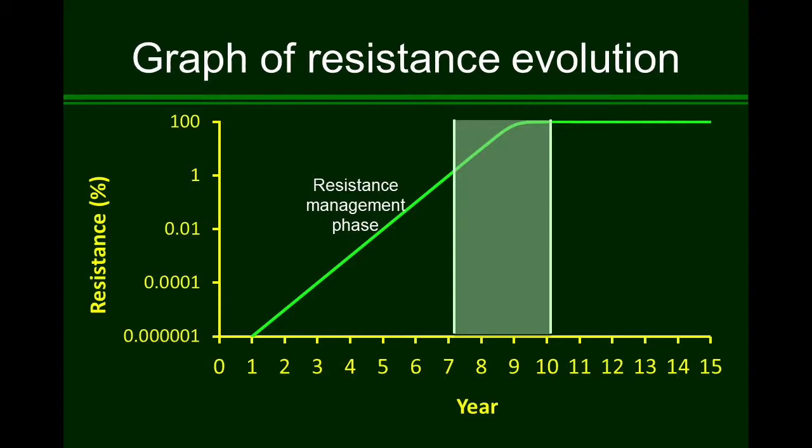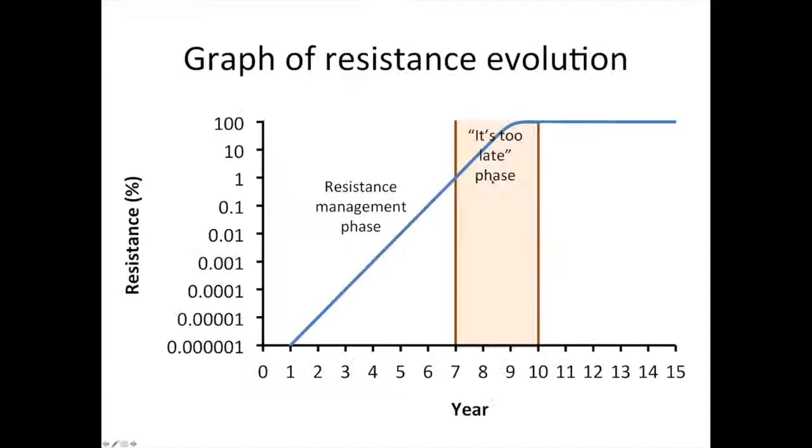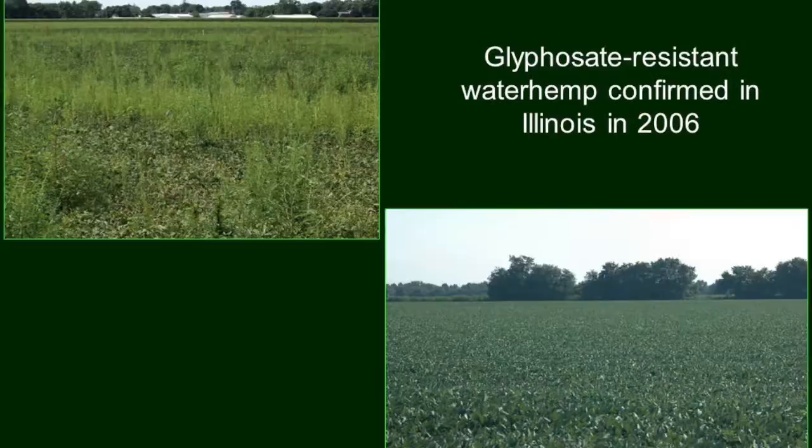Okay, so that's a basic overview, and then when we get to this phase, as I say here, it's too late by the time you can see it. So you need to really be thinking about resistance, trying to manage and prevent resistance before you can see it. Once you see it, it's too late. And so this brings me to the specific report or publication research project that we did.